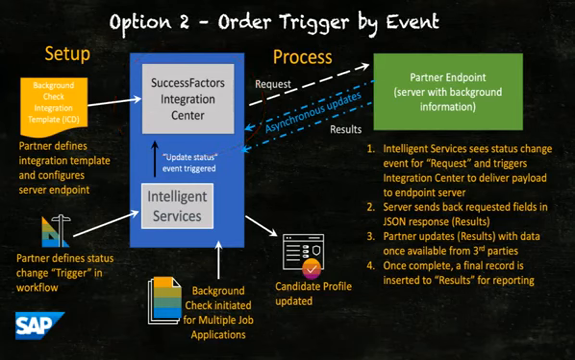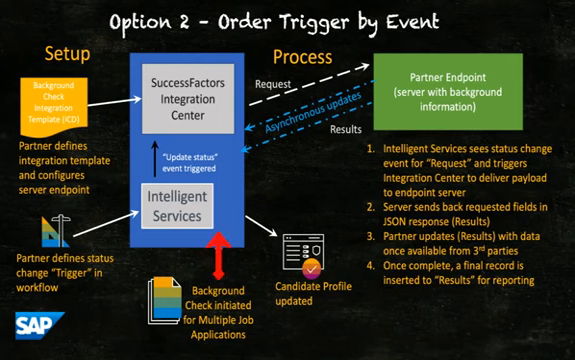In this video, we're going to take a look at configuring the Intelligent Services tool to be able to process our option 2, which is our event-triggered initiation of a background check order. Intelligent Services is our event notification mechanism that raises events based on an event happening in SuccessFactors, and then it can send a payload to an external entity for further action.